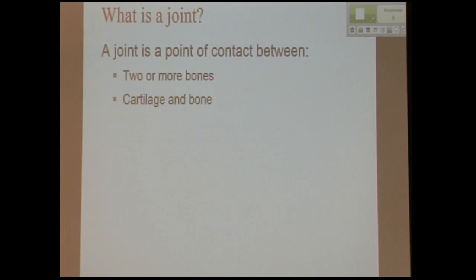So what is a joint? It's just very simply any place that two bones connect to each other, or where cartilage meets bone. An example is the epiphyseal plate. Because, right, the epiphyseal plate, that's within one bone, but it's a kind of cartilage connection within one bone.